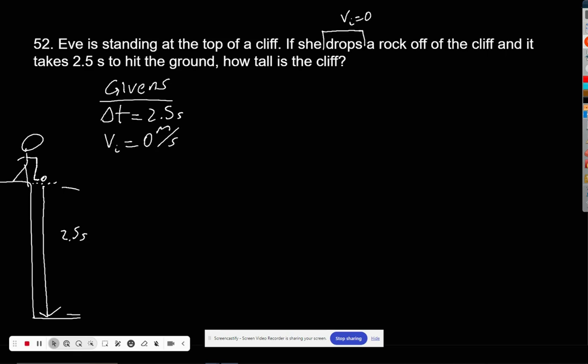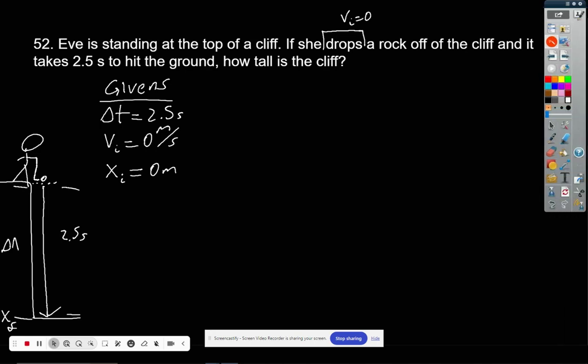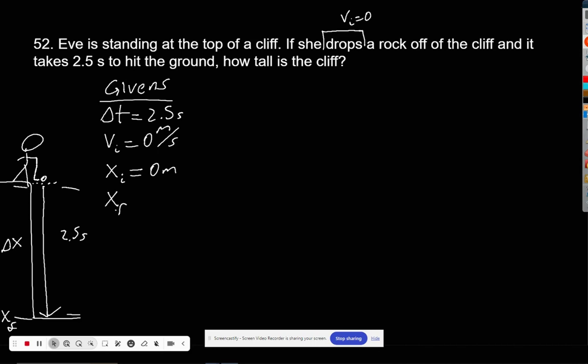Likewise, we could say that her initial position, the rock's initial position rather, we could call that 0. And then our answer will just be its final position, which would give us our displacement. So I'm actually going to write XF unknown. That's kind of what I'm looking for here. There's something else we know.